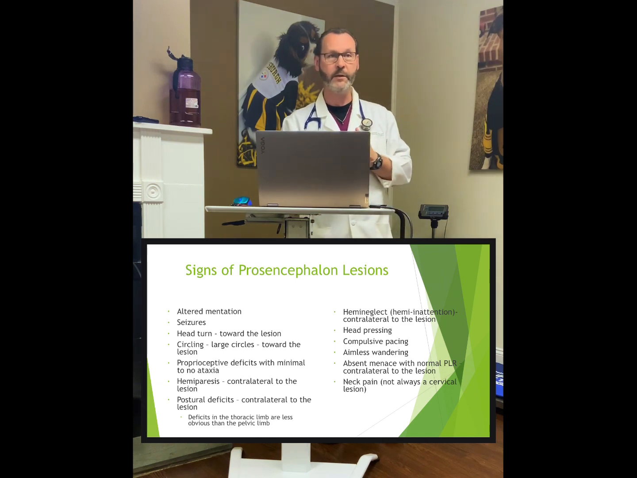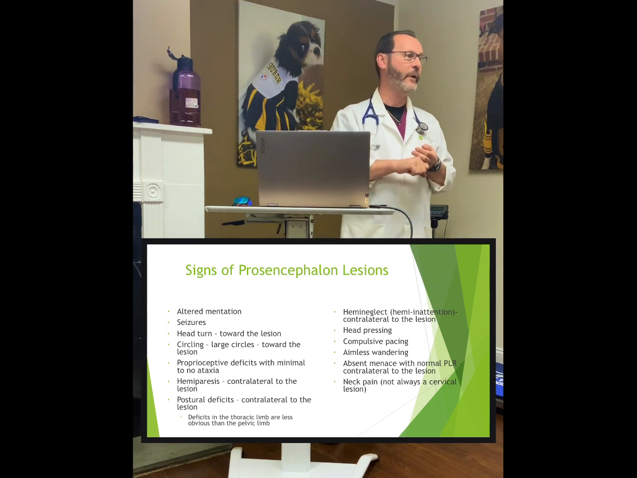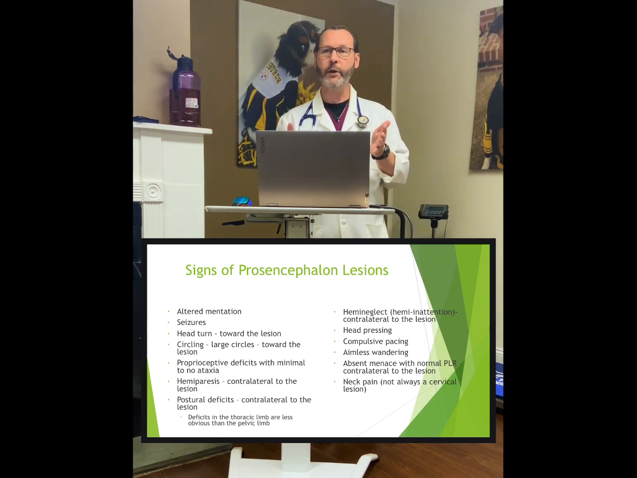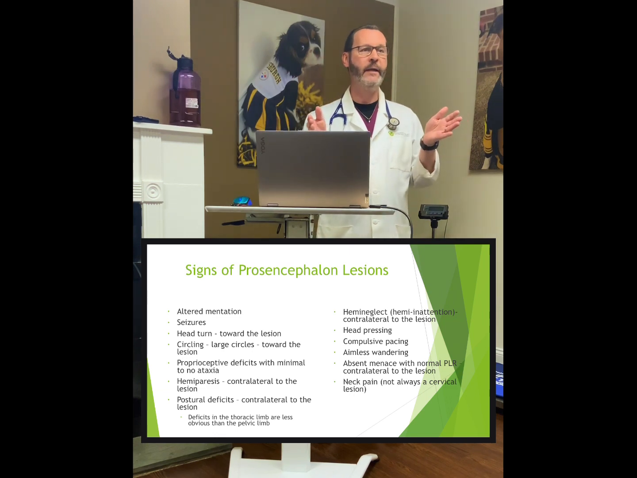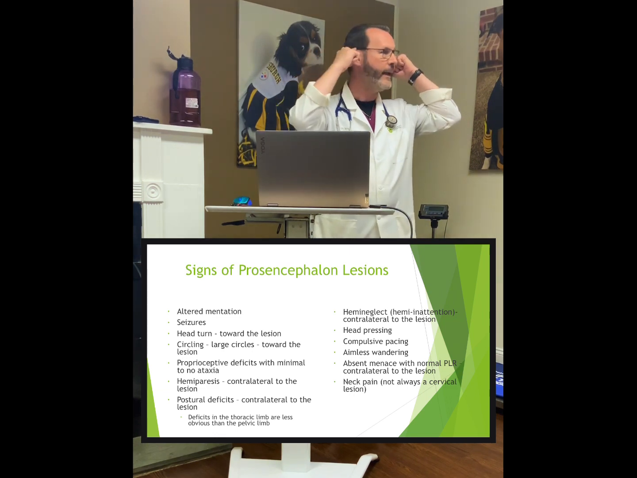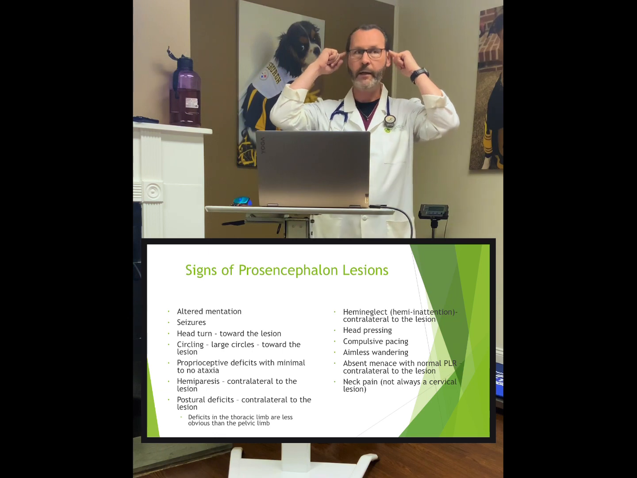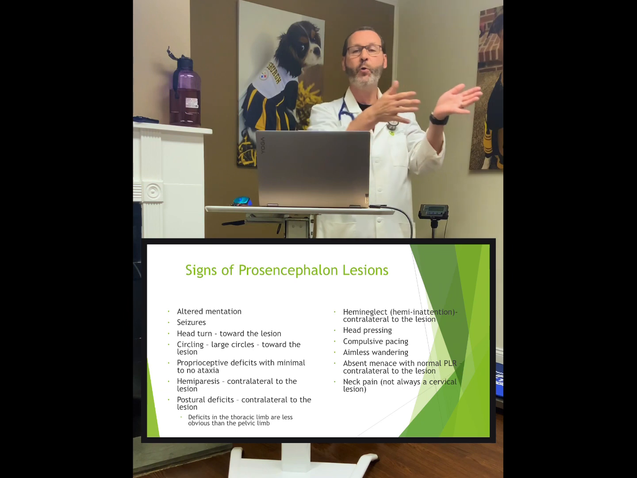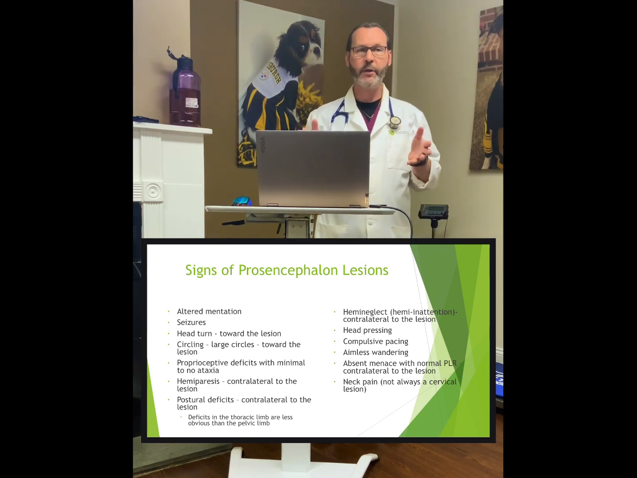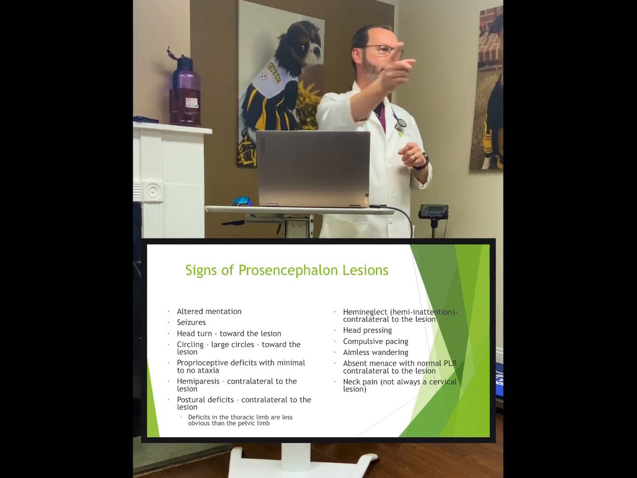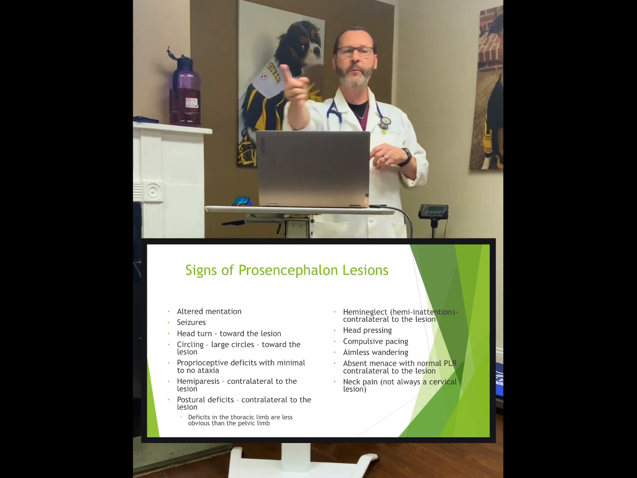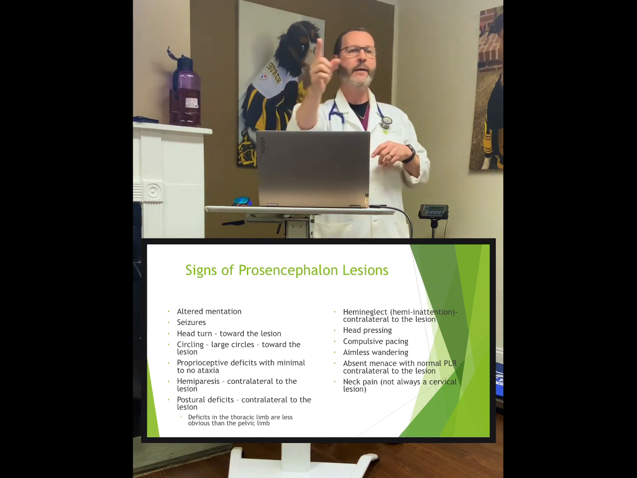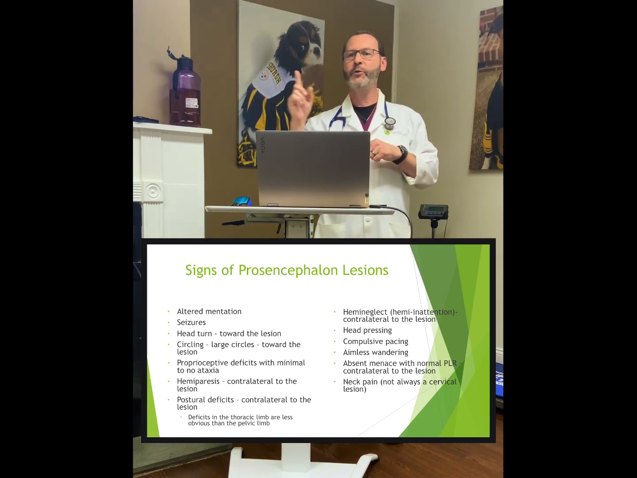So altered mentation, seizures by definition are a forebrain lesion. So if you have a dog that has a seizure, you know it's in the forebrain no matter what. A head turn. I'm going to go through this in detail, but a head turn means that the ears are level, but the head turns to one side or the other. That's not the head tilt. Head tilt is different. So if you have a head turn, they tend to turn toward the lesion. Circling, and the circling is usually large circles, like you're pacing around the perimeter of the room. It's not tight little circles. That's usually vestibular, as tight circles. But wide circles, and usually they turn towards the lesion.